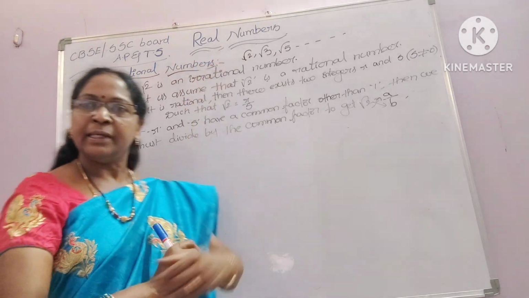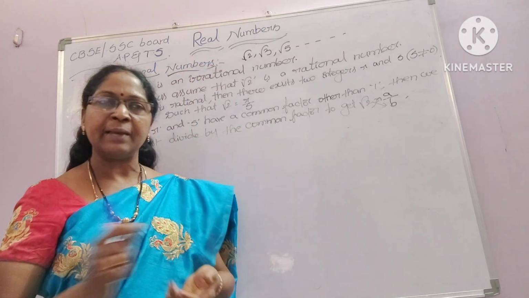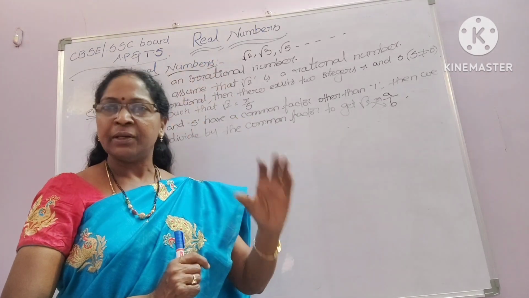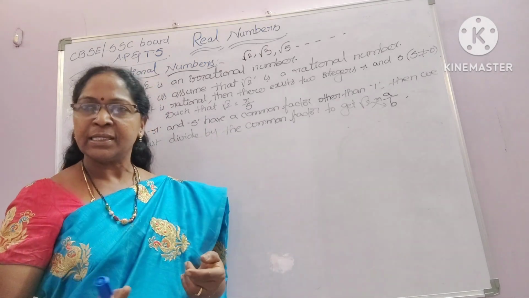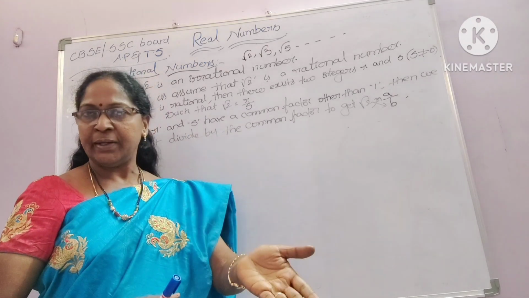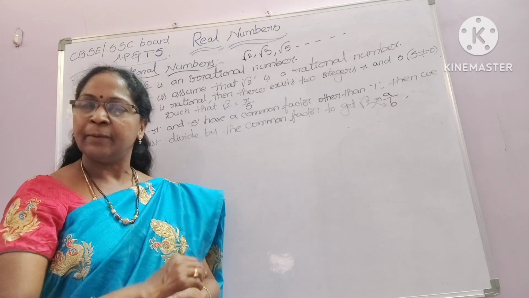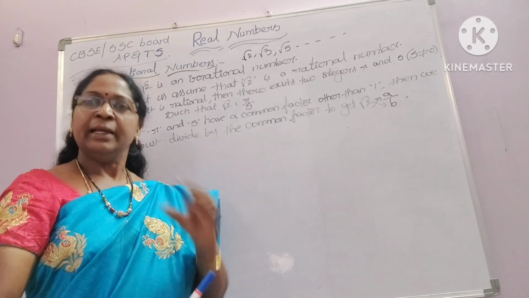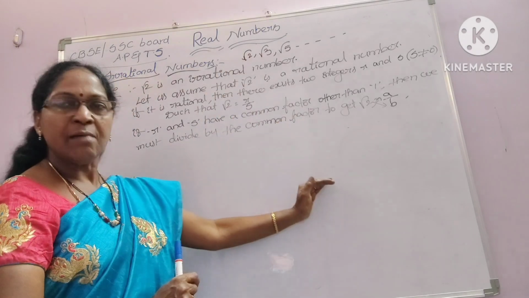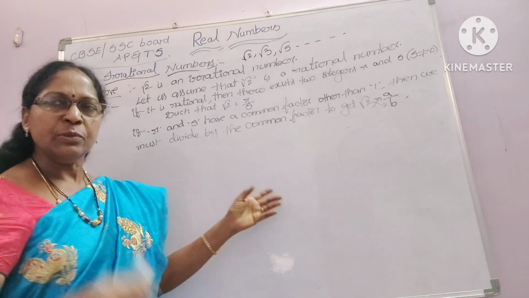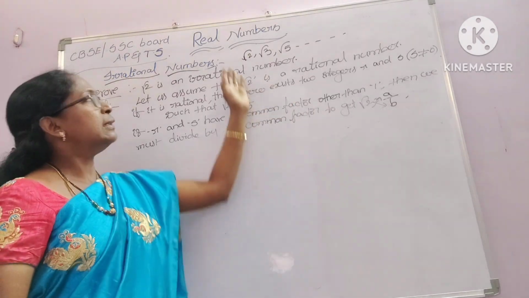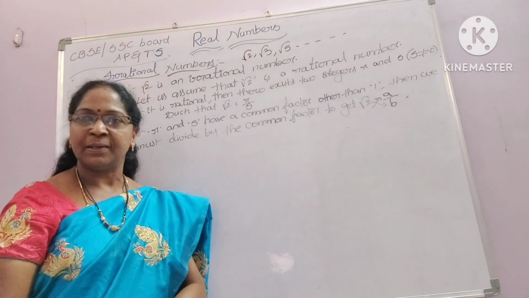And the third theorem is: let p be a prime number. If p divides a square, whenever it divides a square term, then automatically p divides a. That is the fundamental theorem of arithmetic 3. Now, just use that theorem. You have to prove that these numbers are irrational numbers.